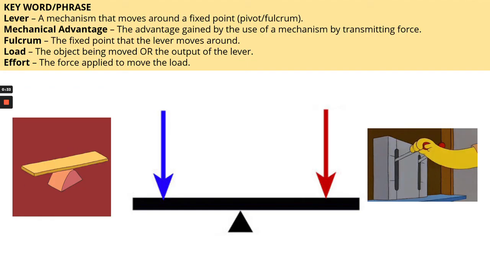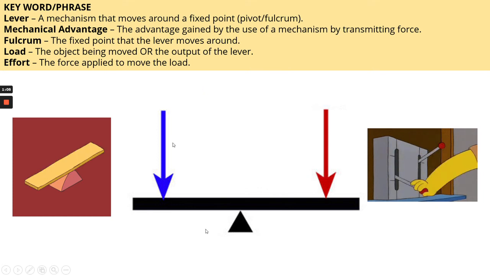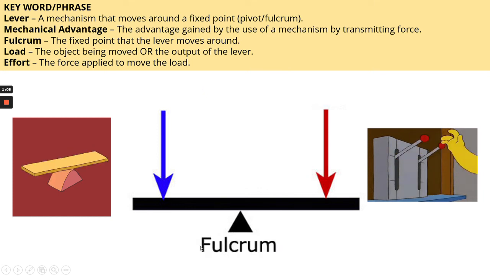Fantastic. So, levers for this section. To begin with, a lever is a mechanism that moves around a fixed point. This is the pivot. And then you've got two arrows acting upon the bar. The bar is the lever. The fulcrum is the fixed point that the lever moves around from. So it's the pivot. The first arrow is the load, or the output of the lever.